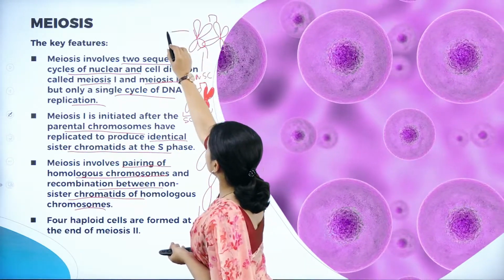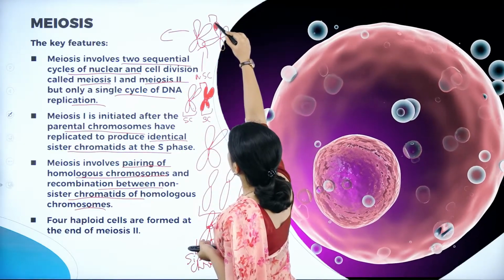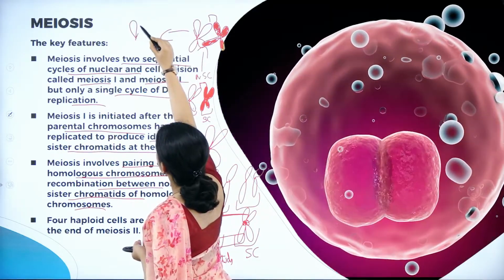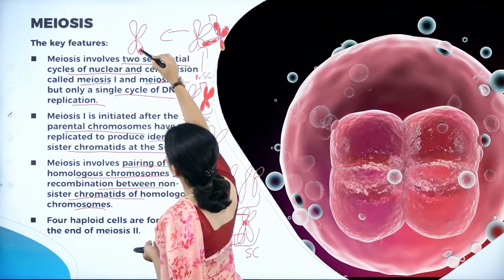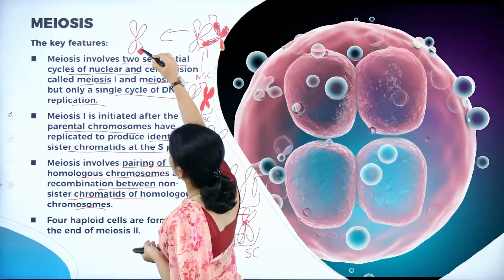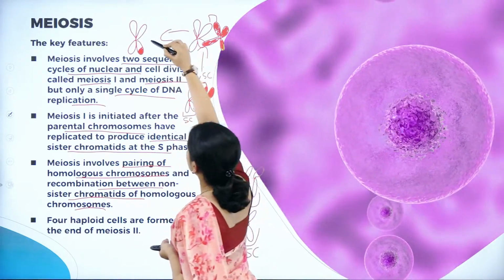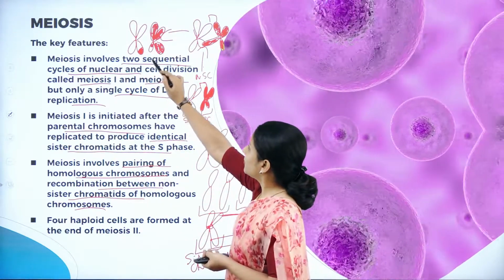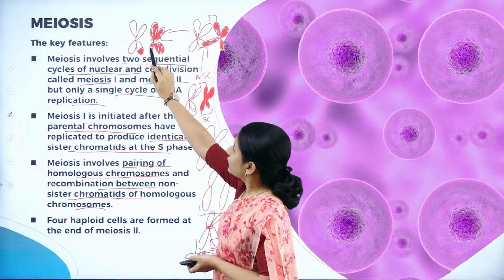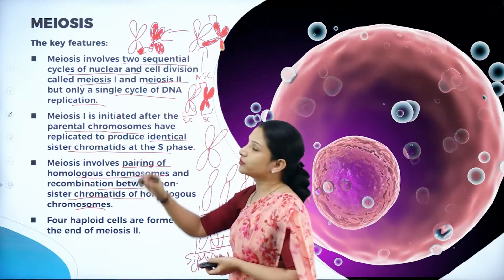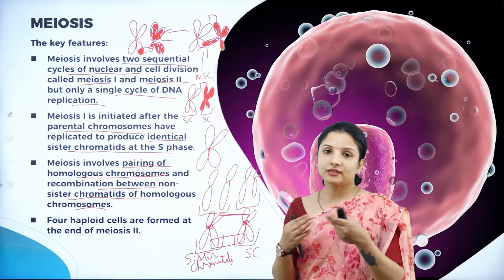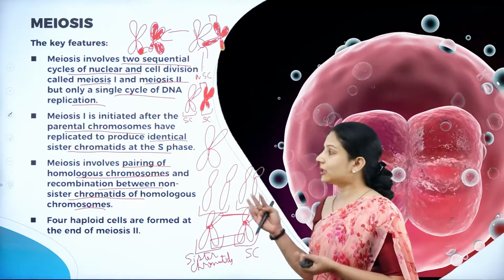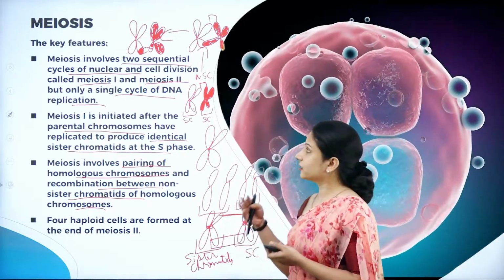So when synapsis occurs, what happens? I'm shading it for easy understanding. So what happens next? A little bit of the non-sister chromatid will get exchanged here. Here recombination is occurring. A portion of the genes that were present here will get transferred to the neighboring chromosome where the synapsis has occurred. So therefore this is nothing but recombining. So recombination will also occur in meiosis.